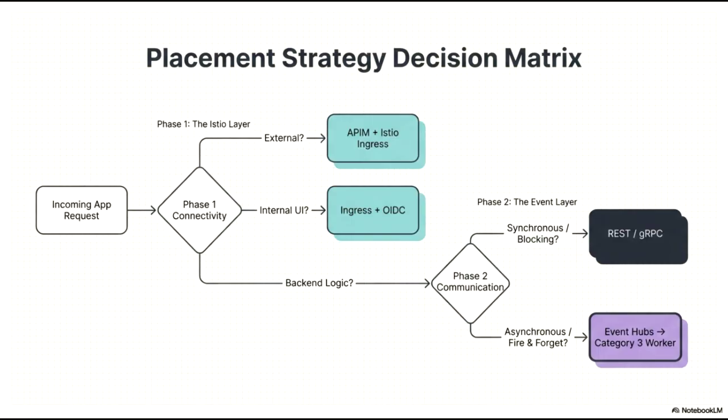When a request requires back-end logic, it transitions into Phase 2, the event layer. Here, the decision is based on the communication pattern required for the task. Synchronous or blocking requests are handled using REST or gRPC protocols. Conversely, for asynchronous or fire and forget operations, the request is routed through event hubs to a Category 3 worker. This matrix ensures that every request is processed using the most efficient and secure communication path based on its specific functional needs.